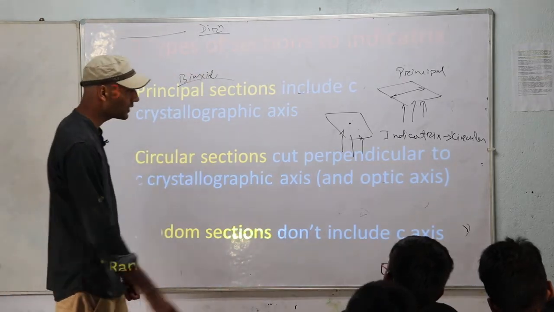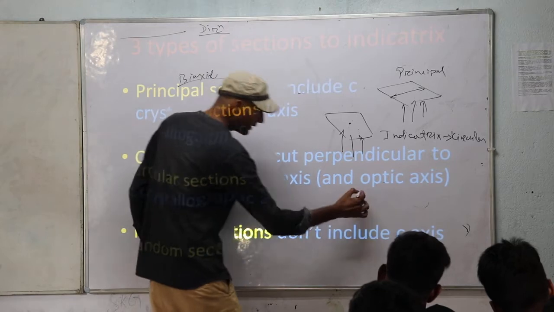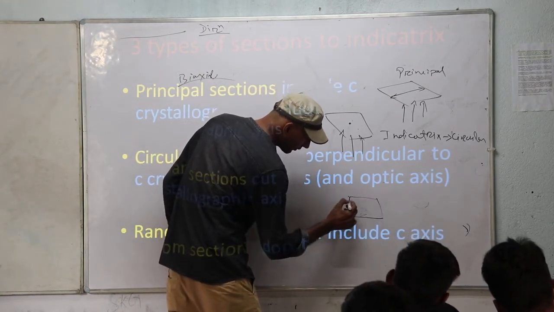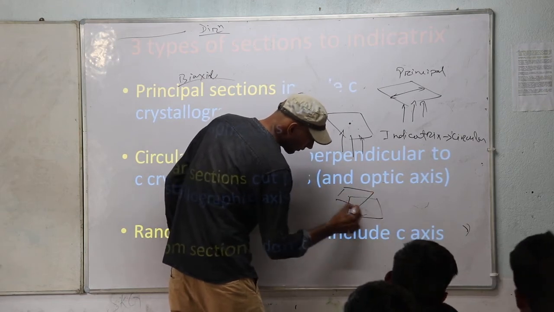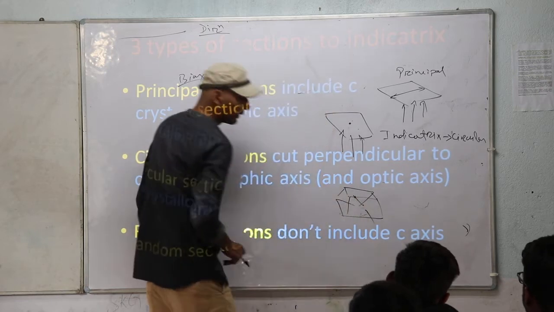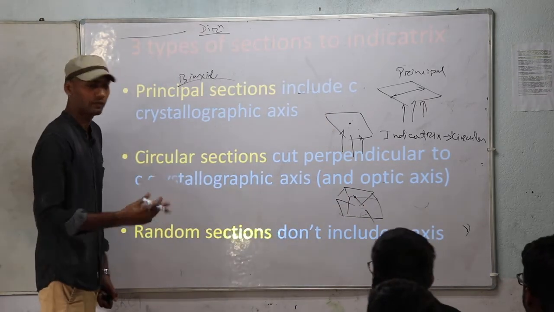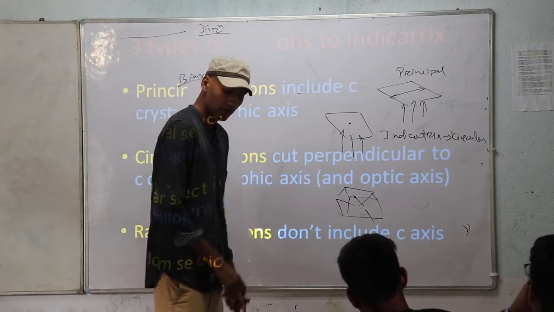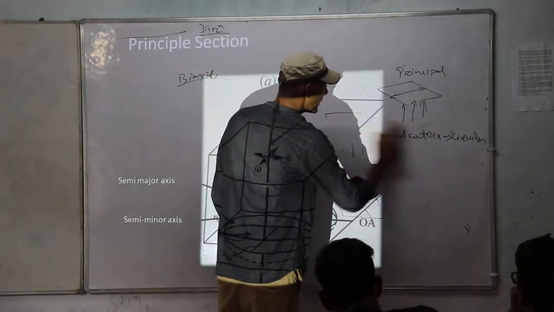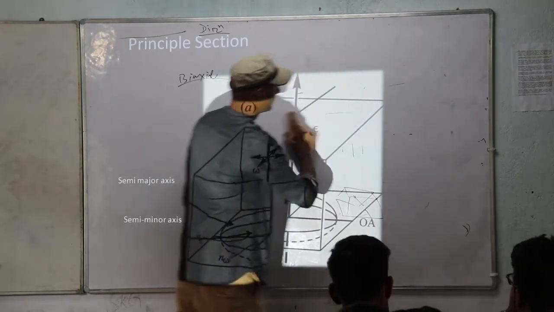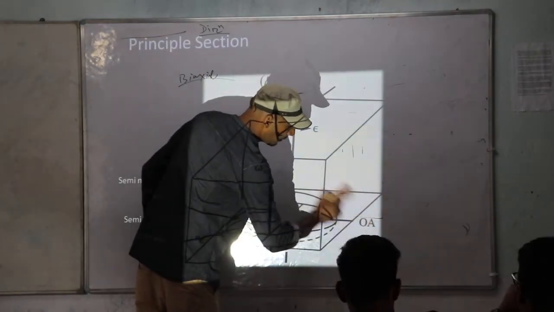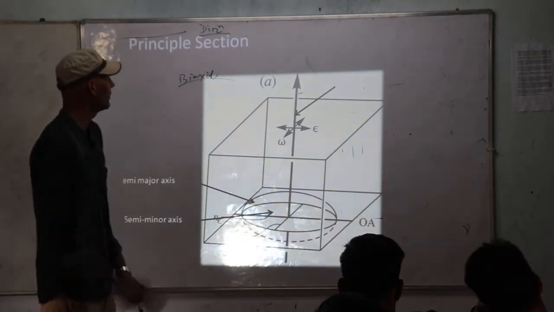Then talking about random section, that means the optic axis is oriented like this. If this is the mineral, the optic axis is oriented neither perpendicular nor parallel, not any of the other sections. So you can see the different sections. This is the principal section. You can see the optic axis is lying parallel to the stage. So that will be your principal section.